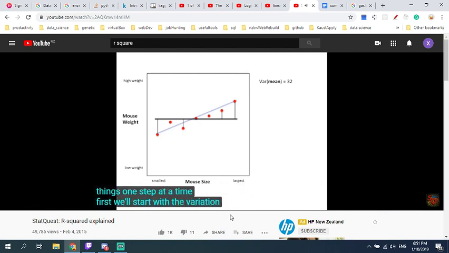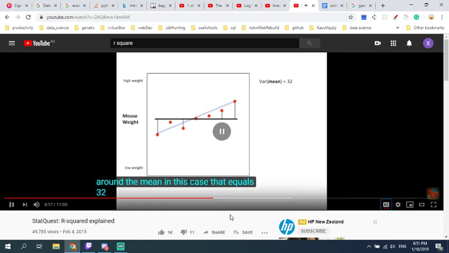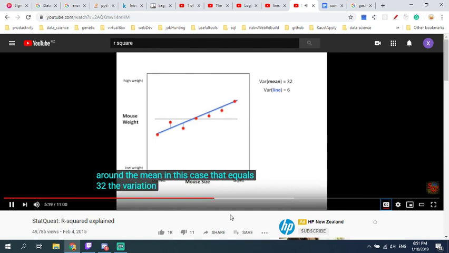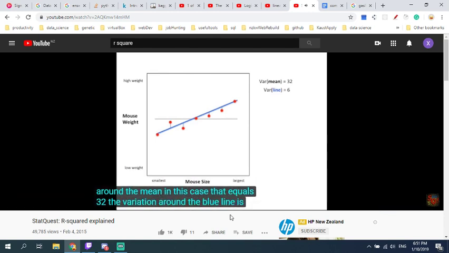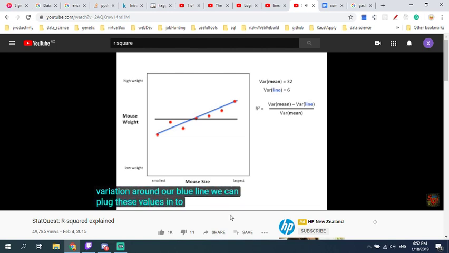First, we'll start with the variation around the mean. In this case, that equals 32. The variation around the blue line is only 6, which is what we suspected since it appears to fit the data much better. Once we've calculated the variation around the mean and the variation around our blue line, we can plug these values in to our formula for R squared.